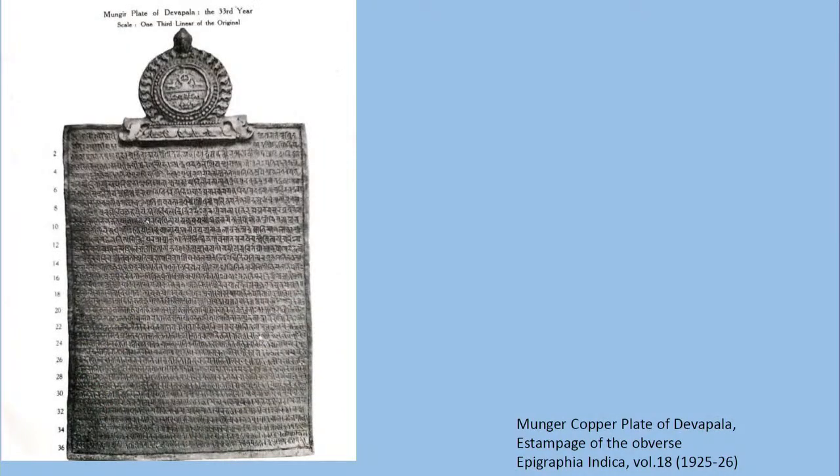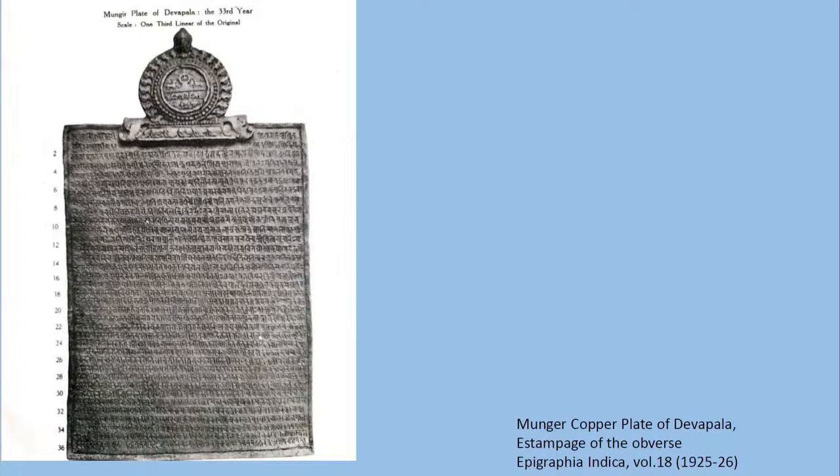Wilkins also deciphered the Nagarjuni Hill inscription, which Rajat has shown you. I will also show you the picture. The Munger copper plate of Devapala. This is the estampage of the Munger copper plate of Devapala. Wilkins did not deal with this estampage. This is a later estampage. The Munger copper plate of Devapala was the first Sanskrit inscription to be deciphered.